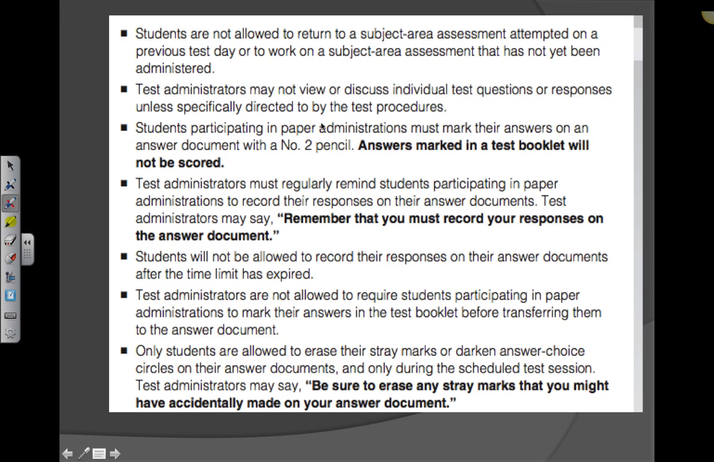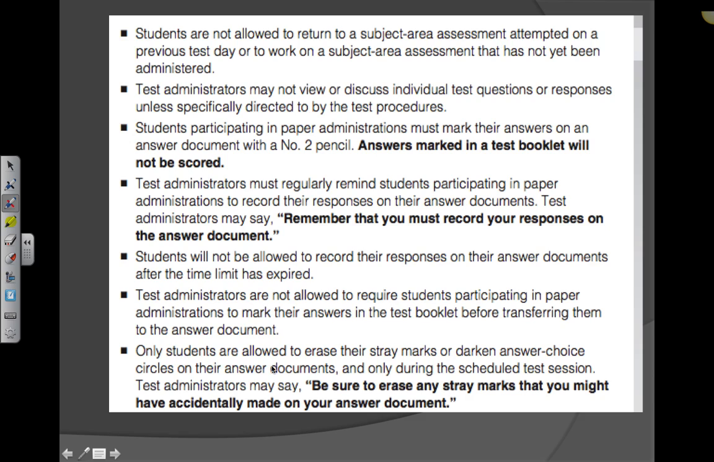Make sure that they're using a number 2 pencil, and answers that are marked in the test booklet are not scored. So if you see that a student is not bubbling in on the answer document, this is your go-to statement: remember that you must record your responses on the answer documents. Students are not allowed to work on any of it after the time limit has expired.